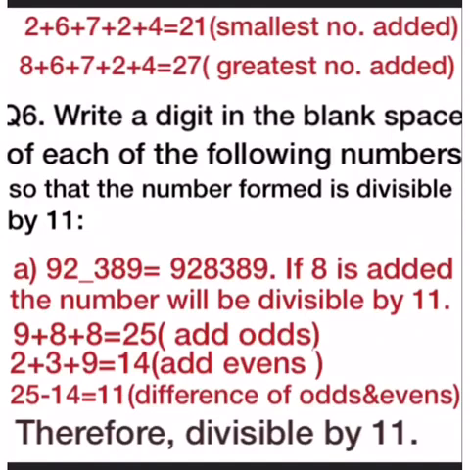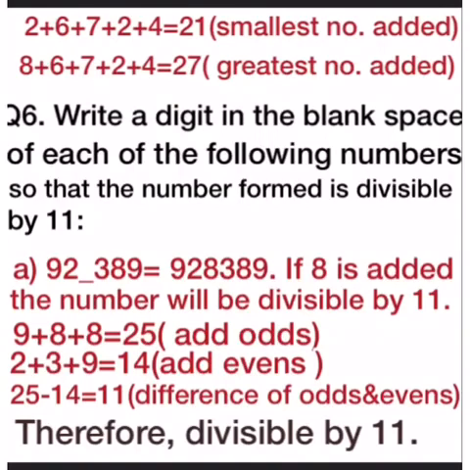Now children, the last question of the exercise, question number 6. Write a digit in the blank space of each of the following numbers so that the number formed is divisible by 11. Here we have to find a digit which will fill the space and form a number which will be divisible by 11. So we got the digit, and it is 8. When 8 is added to the space, the number becomes divisible by 11.